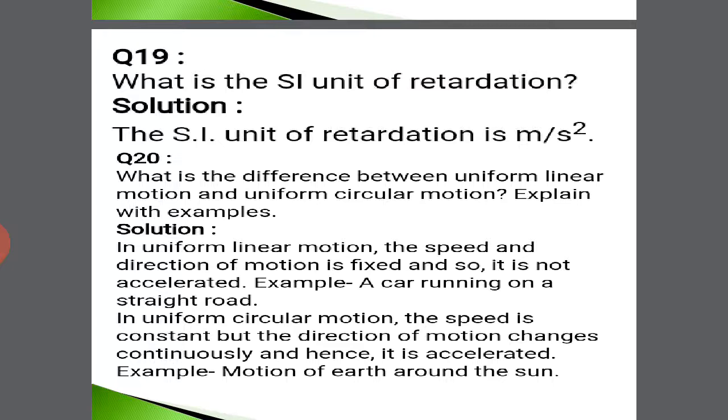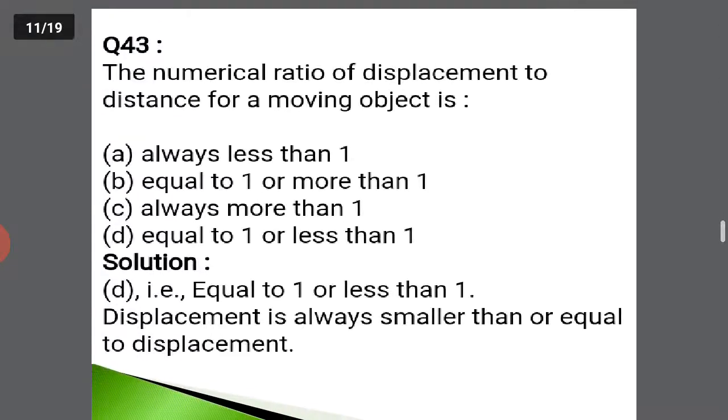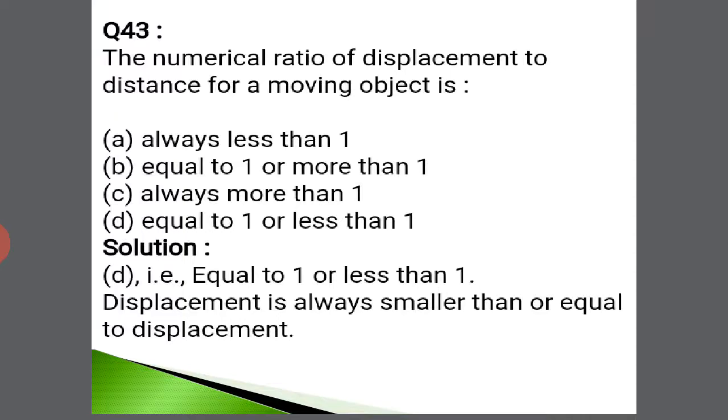Next question. Dear students, don't go by the serial number, just focus on the questions. The numerical ratio of displacement to distance of a moving object is, find out the correct one. It can be either equal to or less than 1. Displacement is always smaller than or equal to distance.